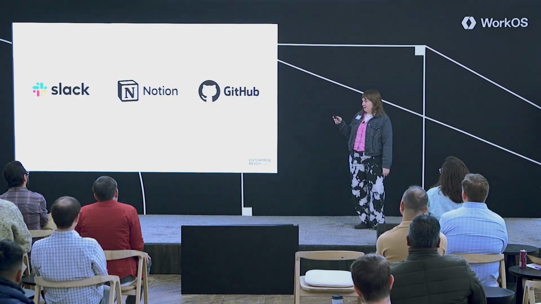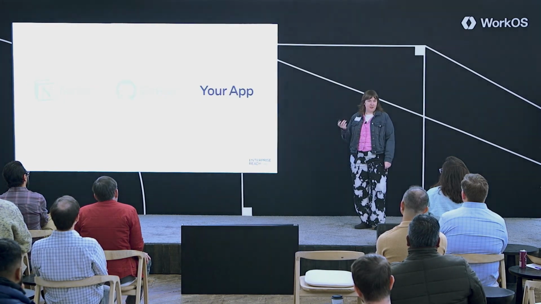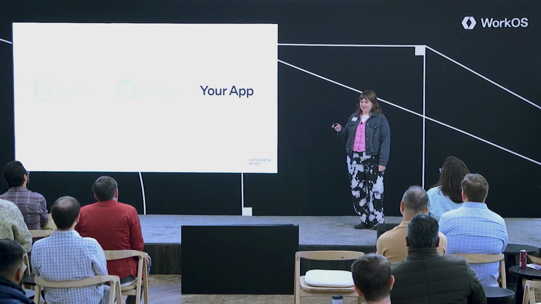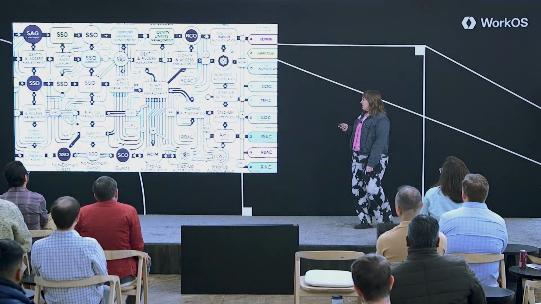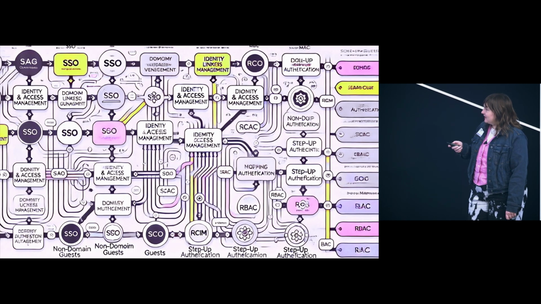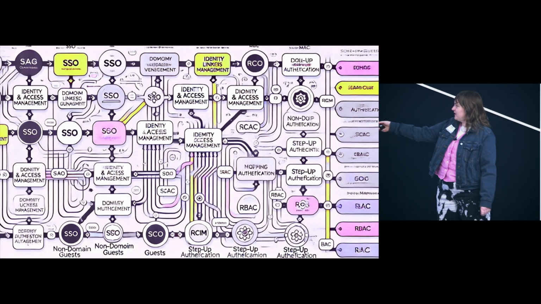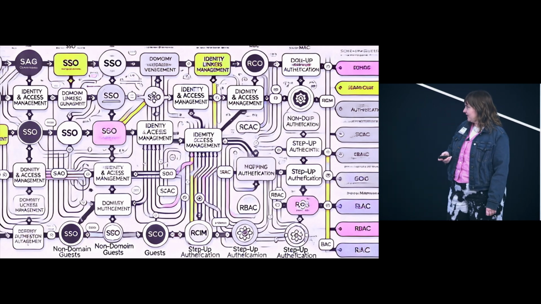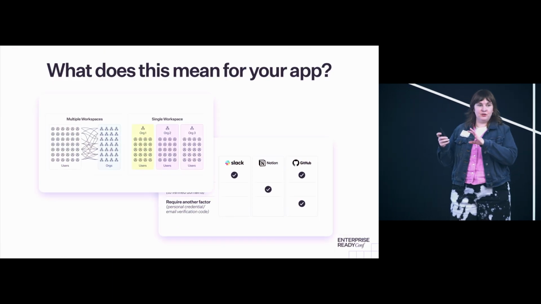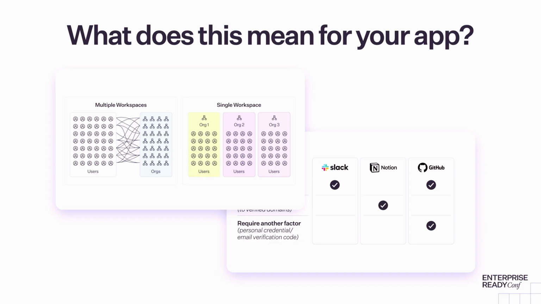OK, so we chatted about three apps. Let's talk about your app. We started with this chaos. There's also mopping authentication. That one I really like. And we distilled that to a few core decisions that your app needs to make in terms of identity. So like, which organization model do you use? How do you prevent me from signing in as your boss?